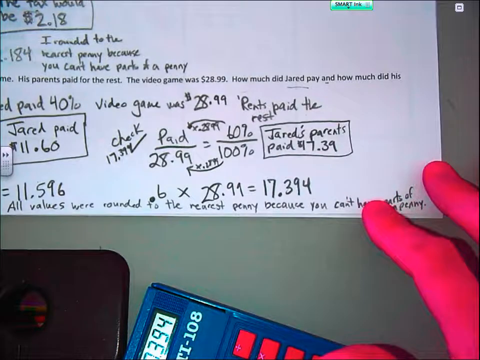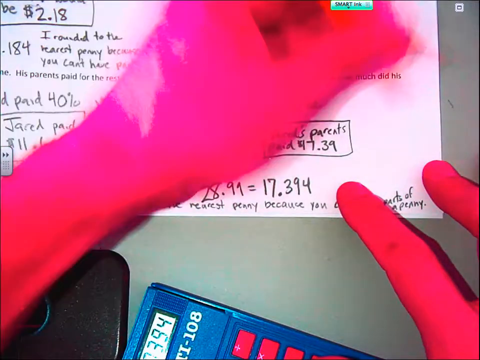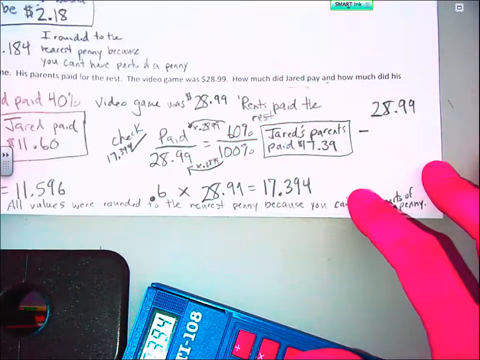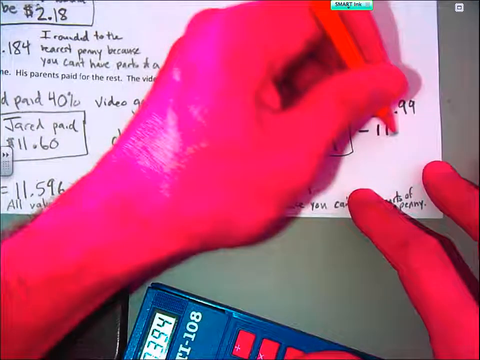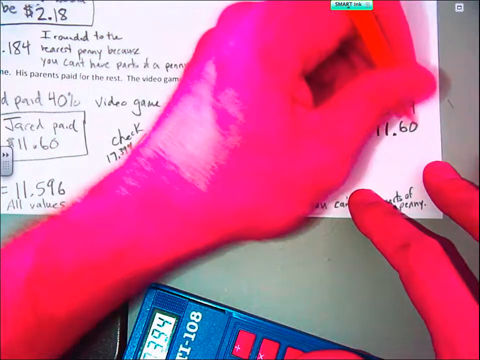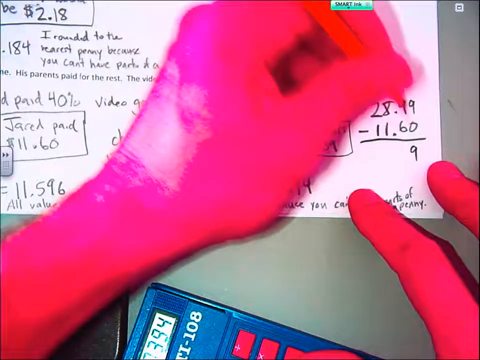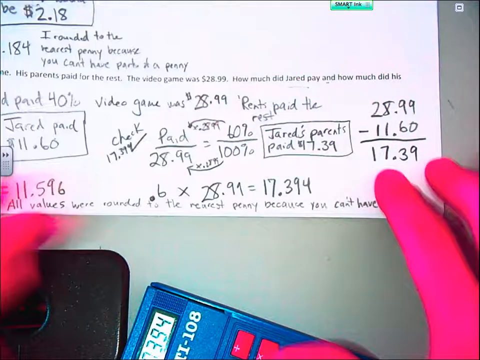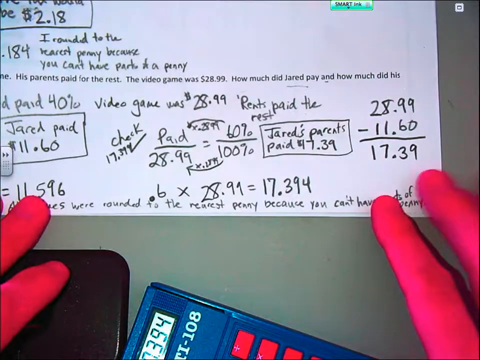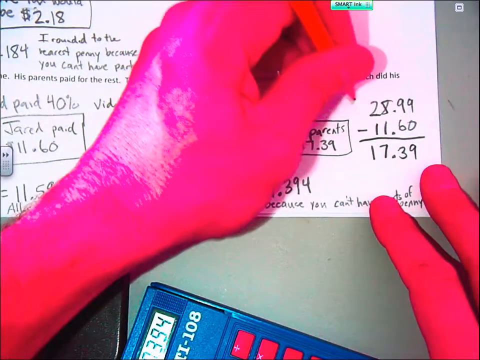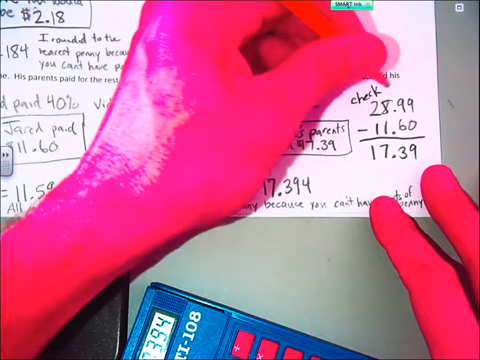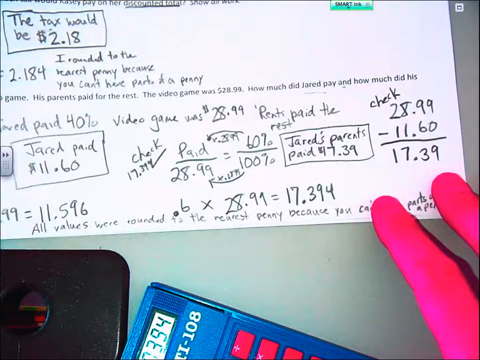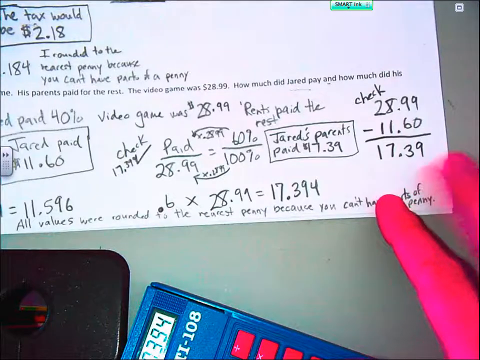There's another way that you probably did do this. You'd take the $28 and the 99 cents and you would subtract from it what Jared paid. So if he paid $11.60, you could subtract it to get the $17.39 that his parents paid. And so if you're really taking a test and not just showing the class answers, you want to think of other ways to check your work, especially if it helps you get the right answer.